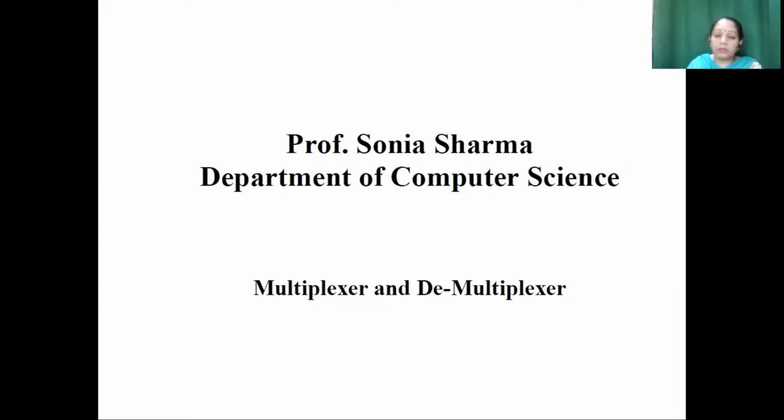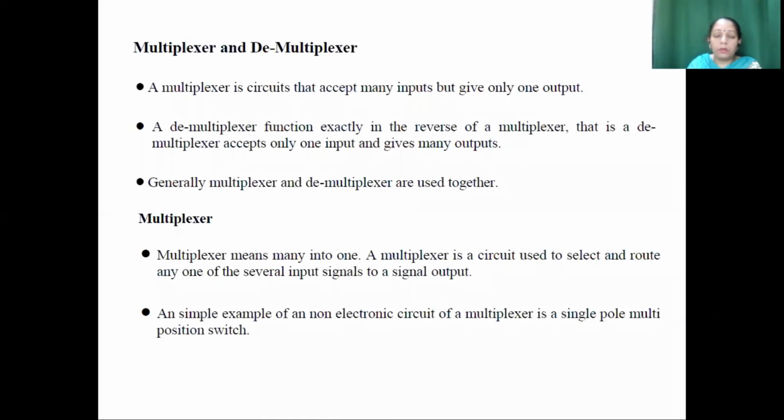Today my topic is on multiplexer and demultiplexer. What is multiplexer and demultiplexer? Multiplexer, as the name shows, means many into one. Multiplexer is a circuit that accepts many inputs but gives one output. A demultiplexer functions exactly in reverse of a multiplexer, that is, a demultiplexer accepts only one input and gives many outputs. And generally both of these are used together in different circuits.